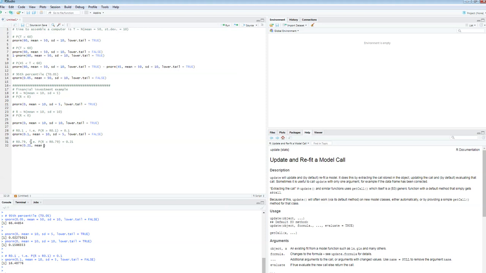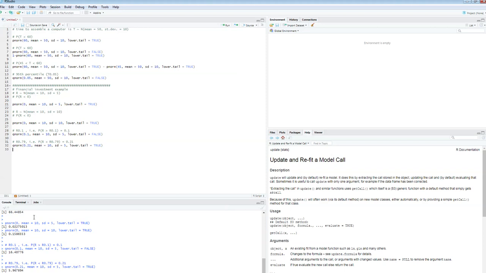Mean is the same, it's 10. Standard deviation SD is 5. And since I'm looking for the area where the values of the return are less than R subscript 0.79, the lower tail this time around I'm going to say true. Only a 21% chance that the return is going to be less than that value that I'm looking for. Bam.